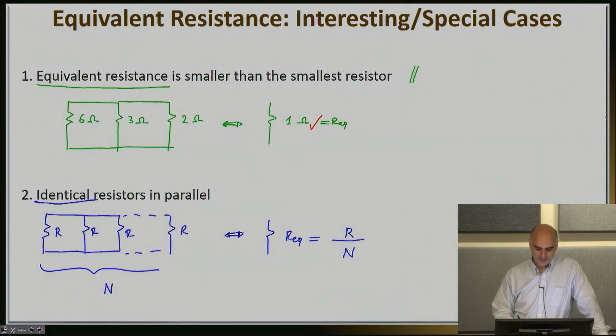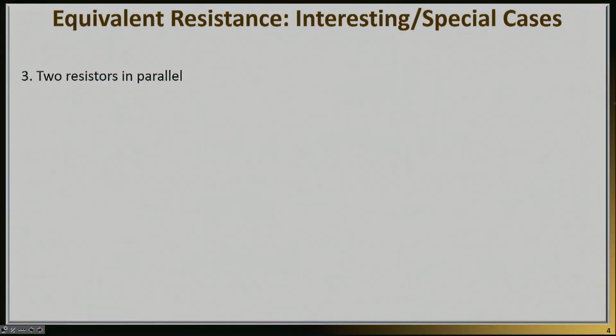Also, for the case of 2 resistors, you can clearly see that your Req will simply be half of the resistance that you connect. So Req will be R divided by 2. Now, for the case of 2 resistors in parallel, there is also another expression that it is very likely you will see in real life. So let me try to derive that.